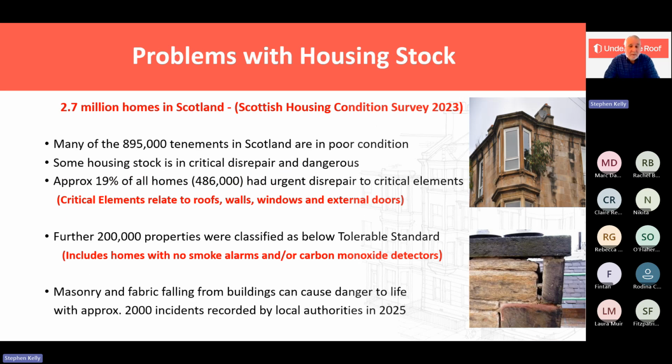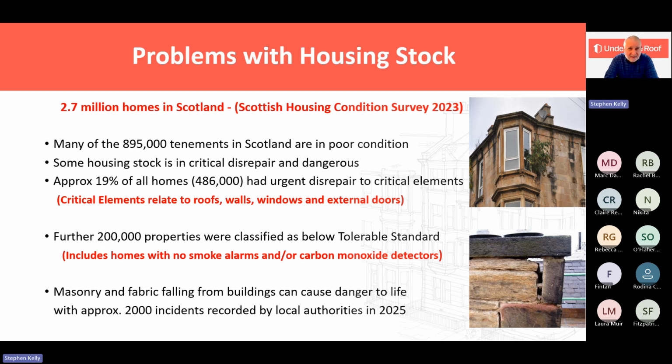So why was Under One Roof created, and why are we still presenting webinars for owners and landlords? The reason is there are problems with housing stock. We probably know it. We can see it when we walk up main streets or side streets. In 2023, the Scottish House Condition Survey was carried out. There was one done last year, but it wasn't as in-depth as the one in 2023, which came up with a figure of 2.7 million homes in Scotland, and about 900,000 of them were classed as tenements.